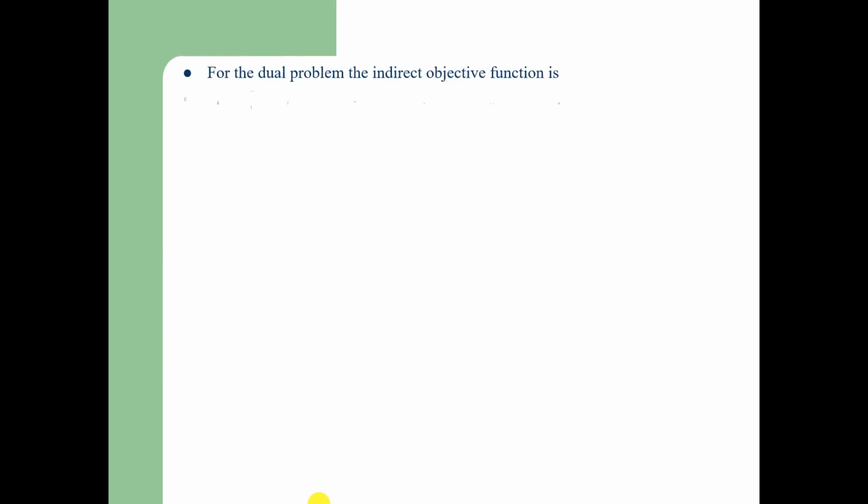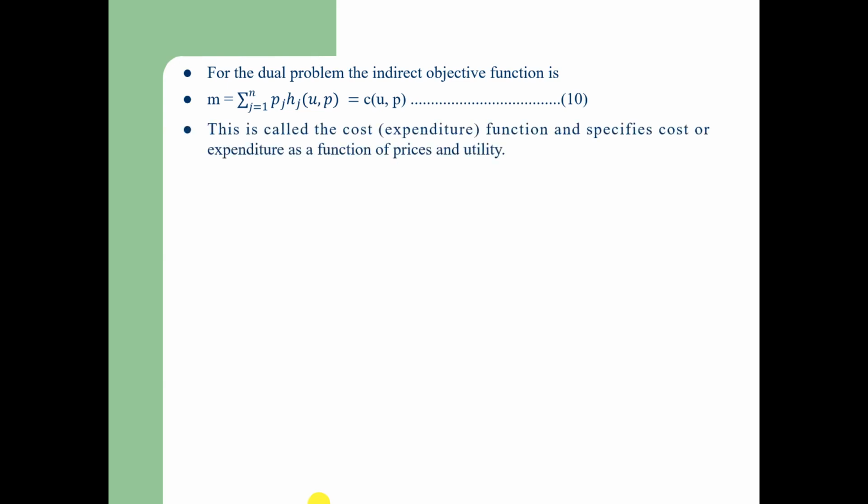So for the dual problem, the indirect objective function is this, which is given by M, that is equal to summation j varies from 1 to n of pj hj, which is a function of U and P, and that is the cost function of utility, some utility target, and prices of goods. This is called the cost or expenditure function, and it specifies cost or expenditure as a function of prices and utility. We have also discussed this already in the previous video.